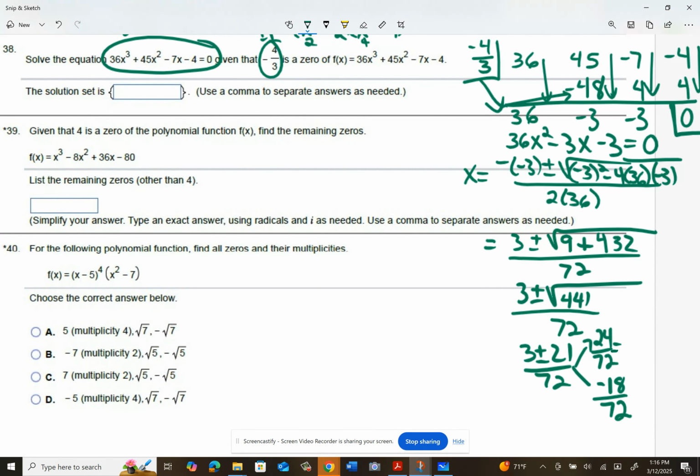And then simplify that. So 24 goes into 72 3 times. And with 18, does 18 go into 72 evenly? Yeah, that would be a negative 1/4. So we'd get a positive 1/3 and a negative 1/4. So for your solution set, don't forget that negative 4/3 is one of them. And then we have a positive 1/3 and also a negative 1/4.